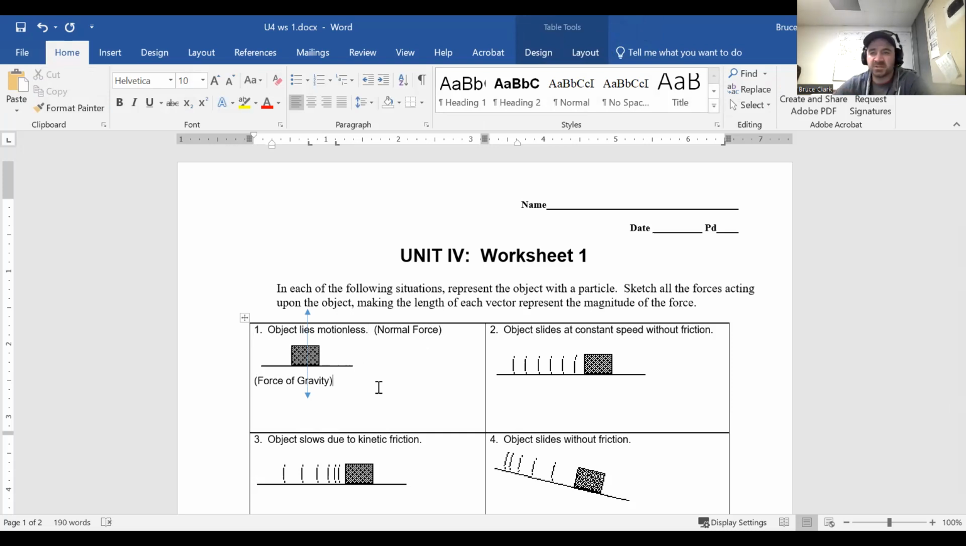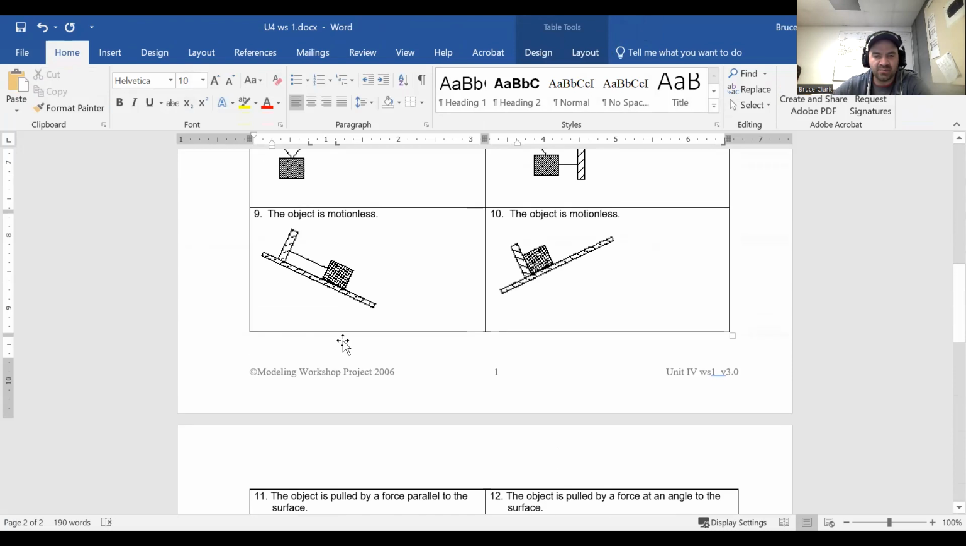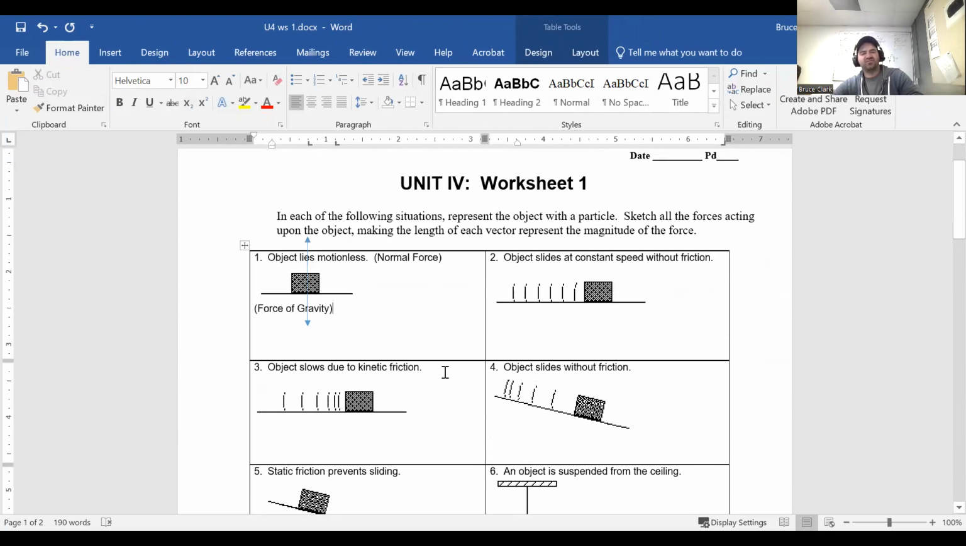For that one, there are only two forces acting upon it. You'll go through, I believe there are 18, and just write out which forces are acting and draw which arrows you think are present in the worksheet. So try your best. As usual, there'll be an answer key tomorrow.